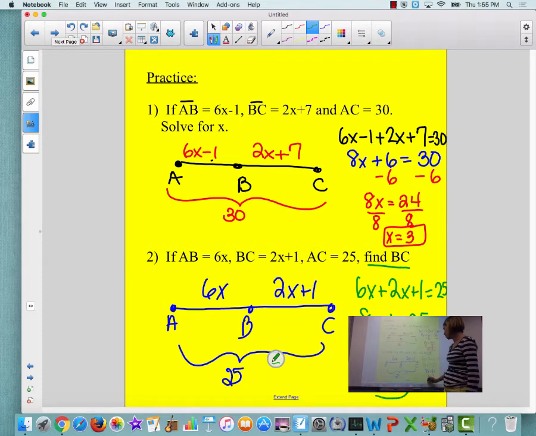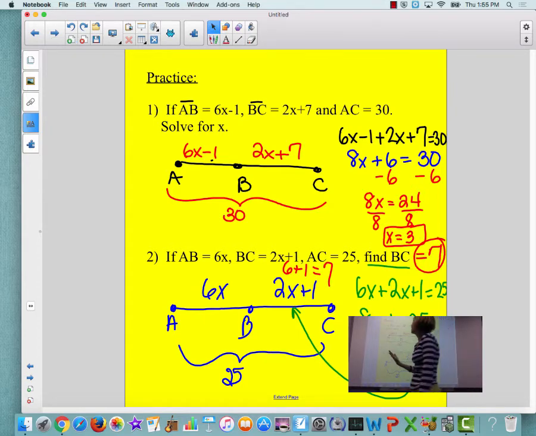So you took x and substituted it in for x into x plus 1. So you would have gotten 2 times 3, which is 6, plus 1, which is 7. So BC is equal to 7, and there is your final answer.